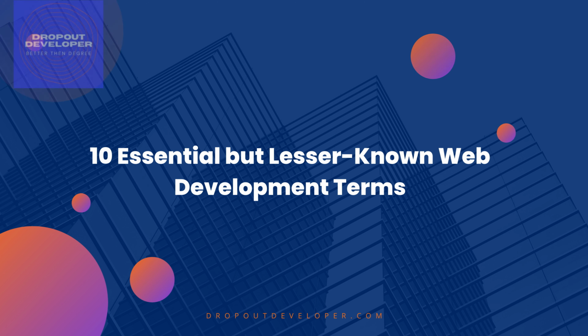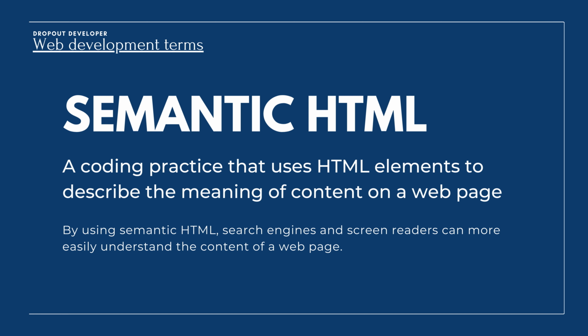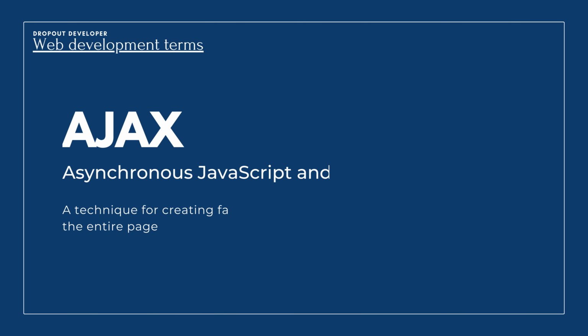Let's start with Semantic HTML. This coding practice uses HTML elements to describe the meaning of content on a web page. By using Semantic HTML, search engines and screen readers can more easily understand the content of a web page. Next, we have AJAX. This technique for creating fast and dynamic web pages without reloading the entire page enables web developers to create more interactive and responsive user interfaces.